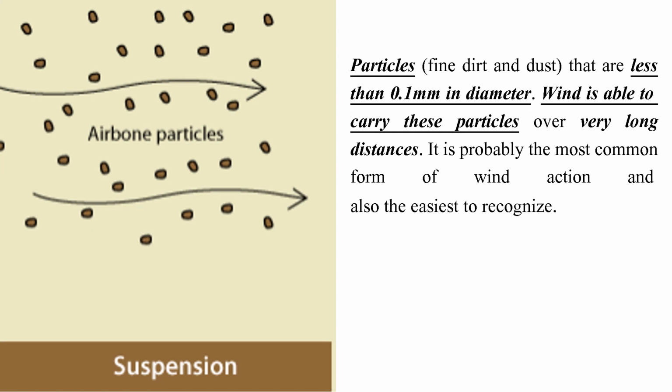And this one is the process called suspension, where particles like fine dirt and dust that are less than 0.1 mm in diameter. Wind is able to carry these particles over very long distances. It is probably the most common form of wind action and also the easiest to recognize.